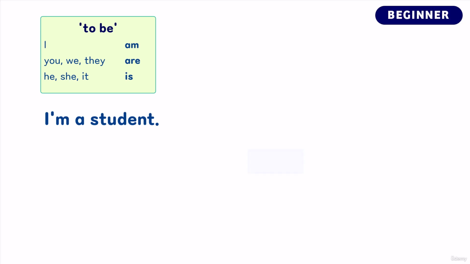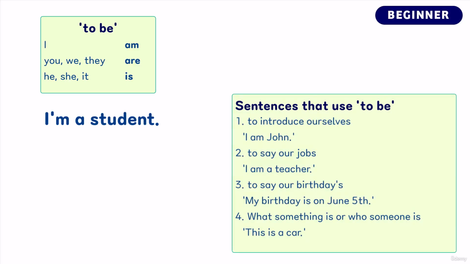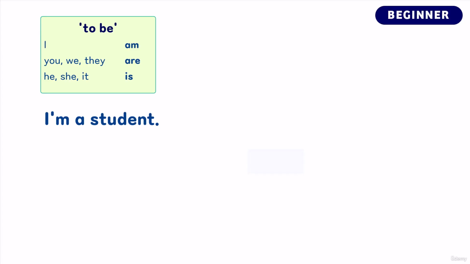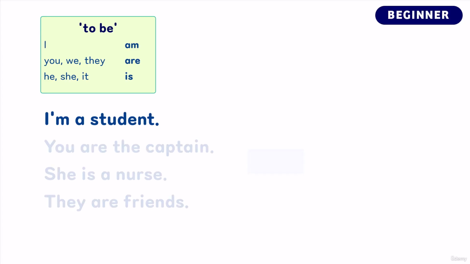Now, the sentences that use the verb to be are very common in English, as we use this kind of sentence to introduce ourselves, say what our jobs are, say our birthdays, and generally say what something is or who someone is. So it's very important that you are able to use the verb to be correctly. Let's take a look at a few more example sentences.